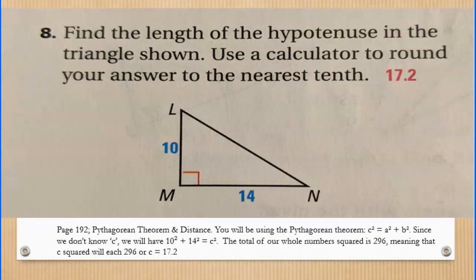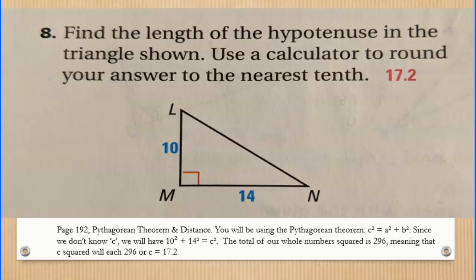All right. Now, this one says, find the length of the hypotenuse in the triangle shown. Use a calculator to round your answer to the nearest tenth. Now, you know from algebra when we studied squares that square roots don't always come out to be exactly equal, and that is going to happen in this one. So we need our Pythagorean theorem and distance formulas for the next couple of problems, so make sure you have those written on index cards so that you know how to use them.